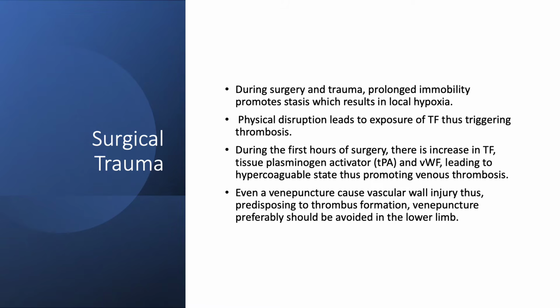Surgical trauma and prolonged immobility promote stasis, which results in local hypoxemia. Physical disruption leads to exposure of tissue factor, thus triggering thrombosis. During the first hours of surgery, there is an increase in tissue factor, tissue plasminogen activator, and von Willebrand factor leading to a hypercoagulable state. Even a venipuncture can cause vascular wall injury, thus predisposing to thrombus formation. Venipuncture is preferably avoided in the lower limbs.